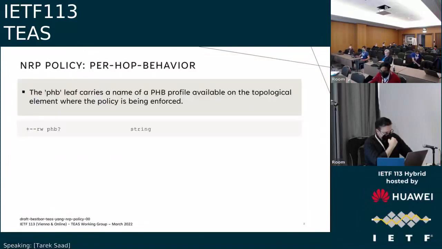The per hop behavior dictates the QoS data plane that can be associated with the NRP itself. Right now, it's just a string which is resolved on the device. We're not carrying the whole QoS profile along with the policy itself. We're just referencing a profile that sits on the device.